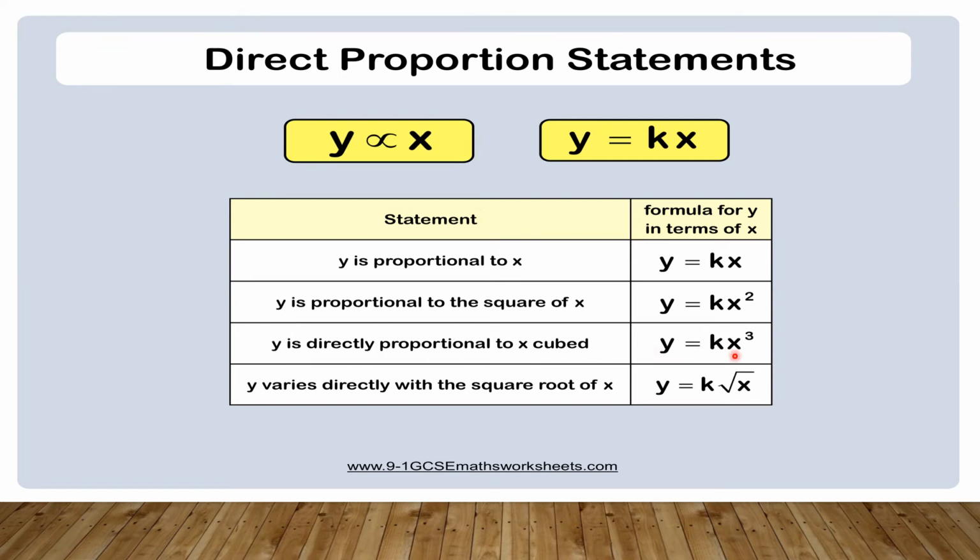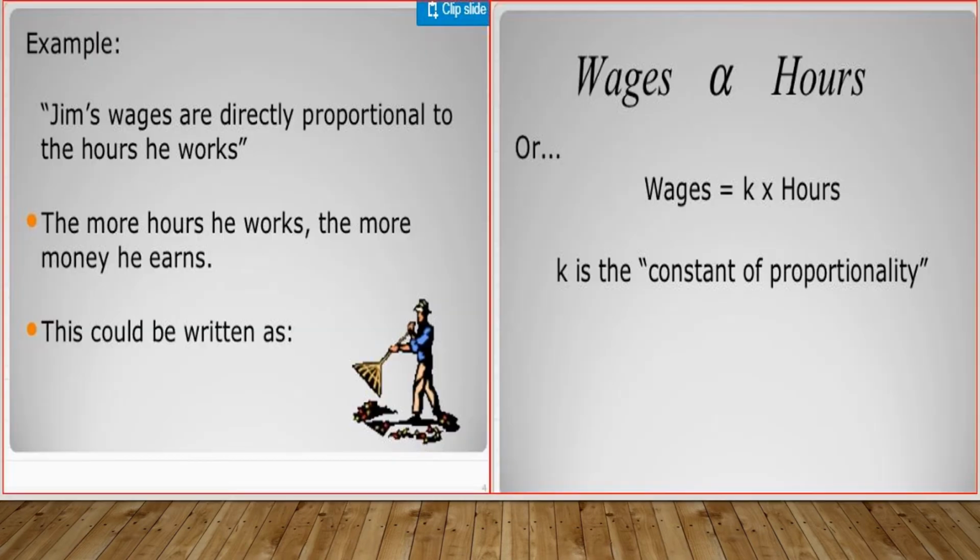Y is equals to kx cubed. If y varies directly with the square root of x, square root of x means under root x, you are going to write it in this way.